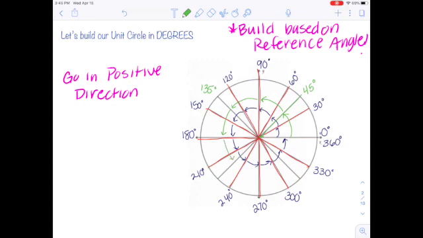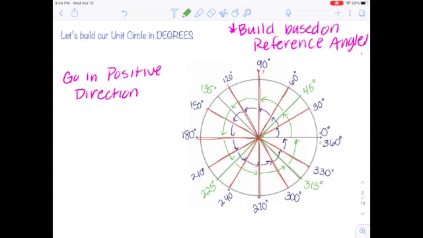Keep going. Add another 45, and this little ray right there would be 225 degrees. And then keep adding 45, you hit 270. Add another 45 degrees, you get 315. And so that is this one. Add another 45 degrees, and you just made it all the way around to 360.